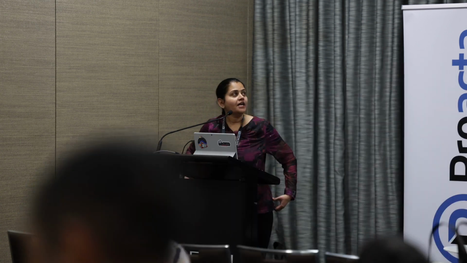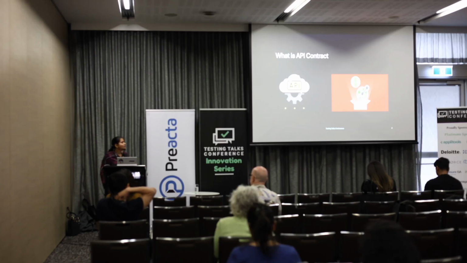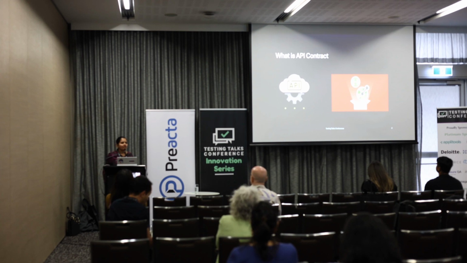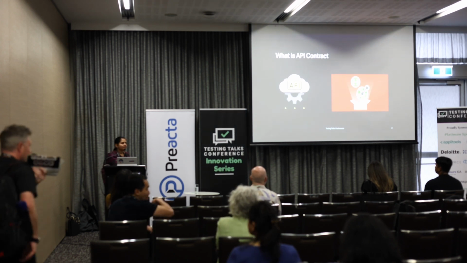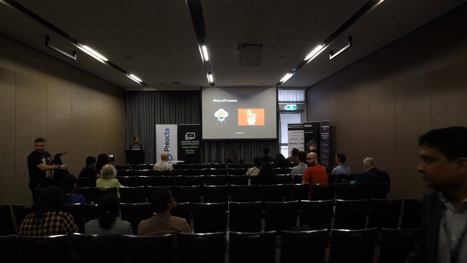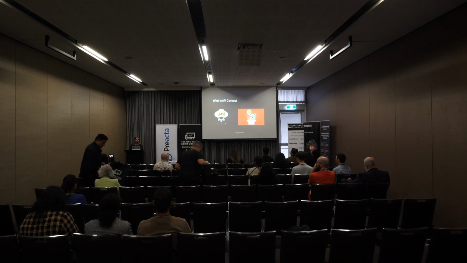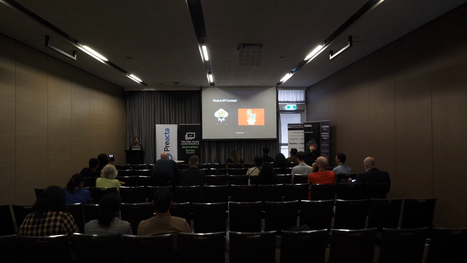Let me first start with what is an API contract before going into the testing of it. So assume you are walking into a restaurant and you want to order a food item. What is the first thing you do? Exactly. So here, the restaurant is a provider who is providing the food service, and the customer who is going to have the food is the consumer. And in between, the menu acts as a contract, right?